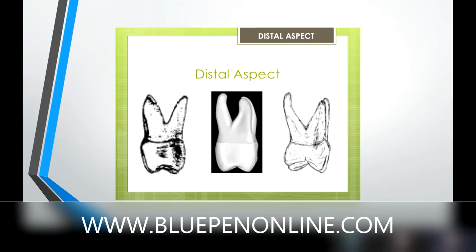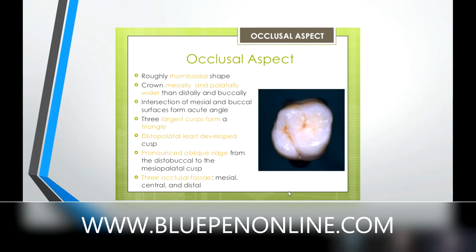Coming to occlusal. The occlusal is rhomboidal in shape. The crown is wider mesially and palatally than distally and buccally. If this is the mesial side, mesial, distal, buccal, palatal, then the mesial and palatal side is wider than the other side. Because here you will have the cusp of Carabelli also, on the mesopalatal cusp. So this L shape is wider than this L shape.